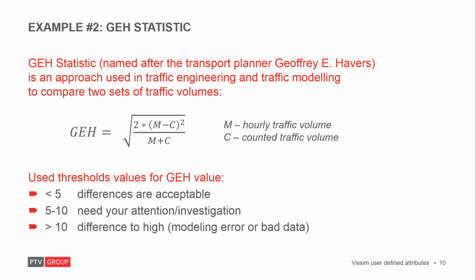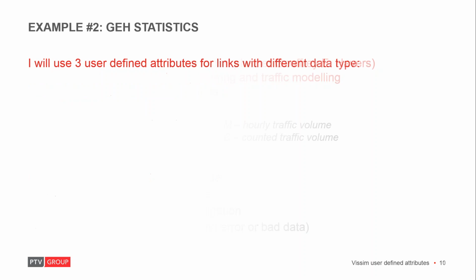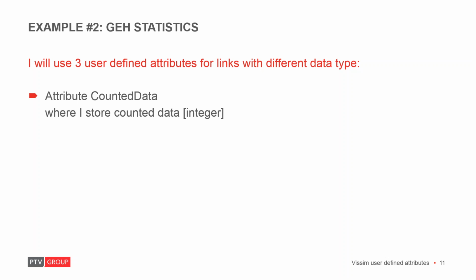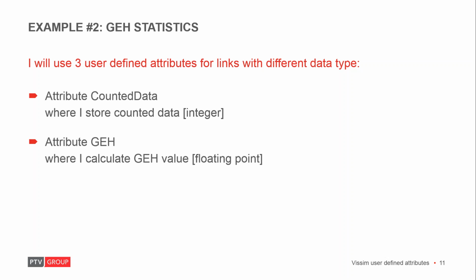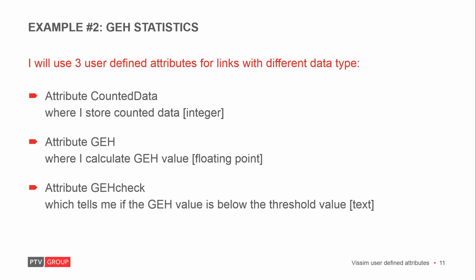Common threshold values are 5 and 10. Values below 5 mean that the differences are acceptable. Links with values between 5 and 10 need an investigation, and if the value is higher than 10, the difference is too high. I will use 3 user-defined attributes for links with different data types. Counted data, where I store counted data, GEH, where I calculate the GEH value, and GEH check, which tells me if the GEH value is below the threshold value.